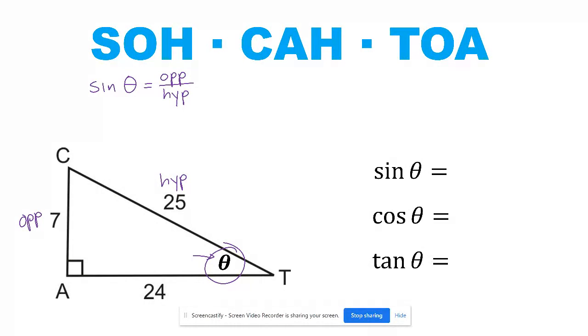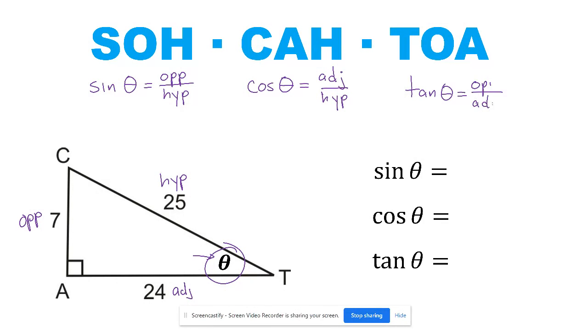The second trigonometry identity is the cosine, and the cosine of an angle is the ratio of the adjacent side to the hypotenuse. Adjacent means next to or touching. If you look at angle T, there are two adjacent sides, but one of them is already labeled: it's the hypotenuse. So the adjacent side is the one that is not the hypotenuse, so it's the 24 here. And then finally, we have tangent, the ratio of the opposite side to the adjacent side.